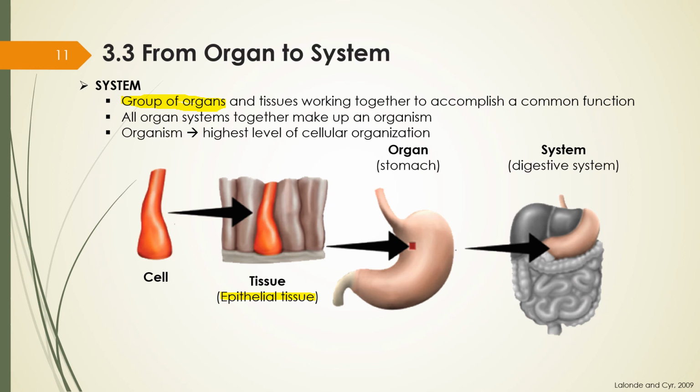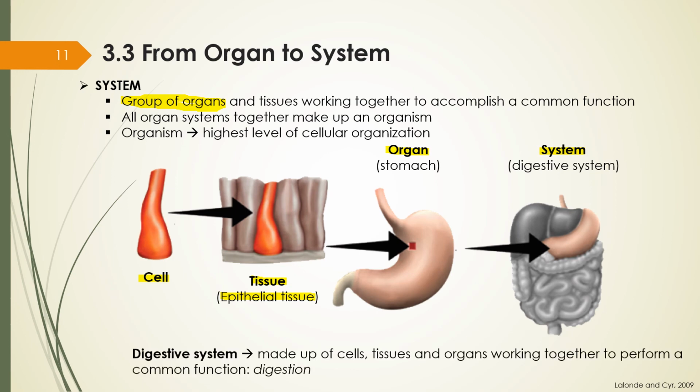So again, a cell is the smallest unit. When I have a group of cells, I form a tissue. When I have a group of tissues, I form an organ. When I have a group of organs, I form a system. And a group of systems forms an organism or a body, a person. So for example, the digestive system is made up of cells, tissues, and organs working together to perform a common function. Which function? Digestion. Okay?